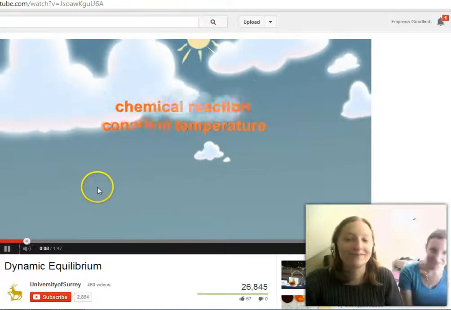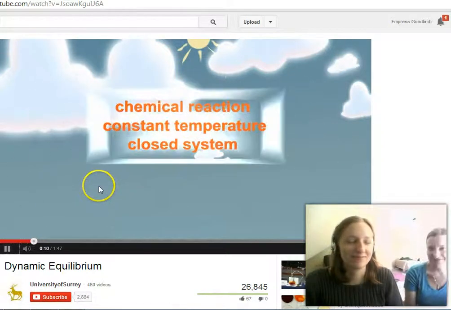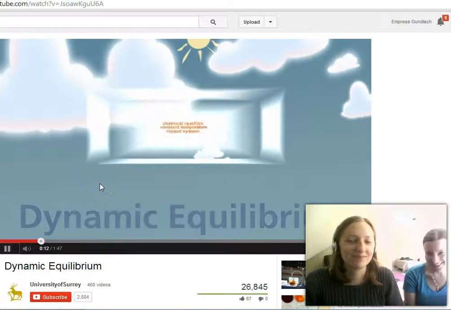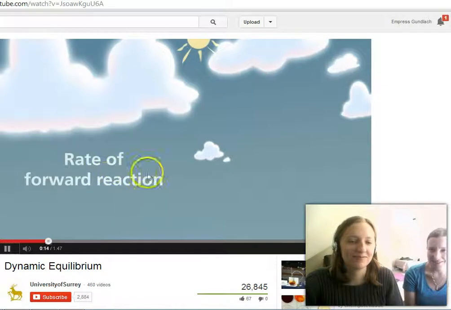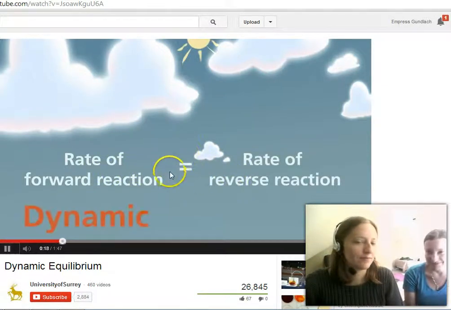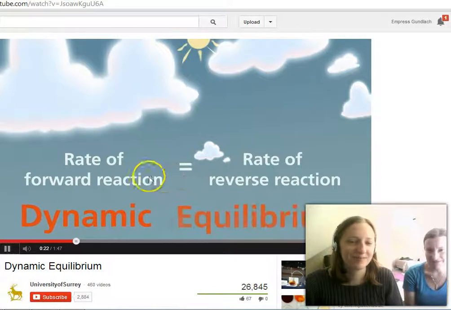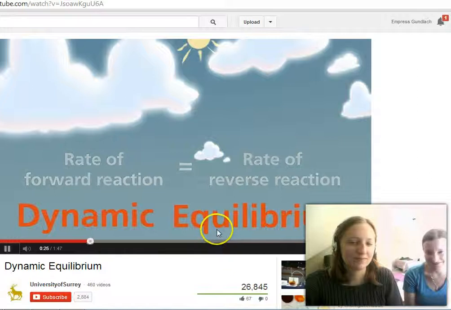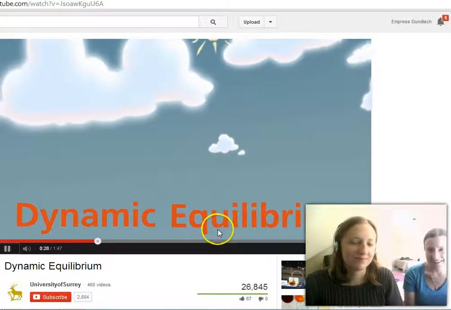A chemical reaction at constant temperature in a closed system is in a state of dynamic equilibrium where the rate of the forward reaction equals the rate of the reverse reaction. Dynamic means the reaction occurs in both directions. Equilibrium means there are constant concentrations of both reactants and products in the system.